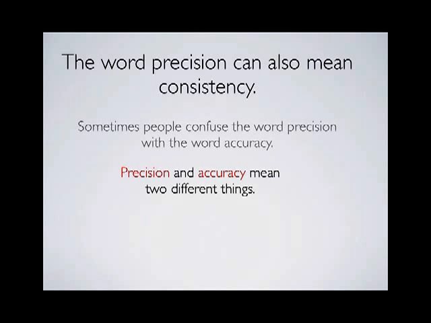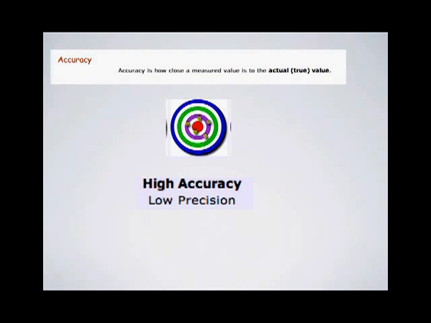The word precision can also mean consistency. Sometimes people confuse the word precision with the word accuracy. Precision and accuracy mean two different things. Accuracy is how close a measured value is to the actual or true value. This target shows us high accuracy. All of the points are very close to the red middle target, but it shows us low precision. They are not close to each other.